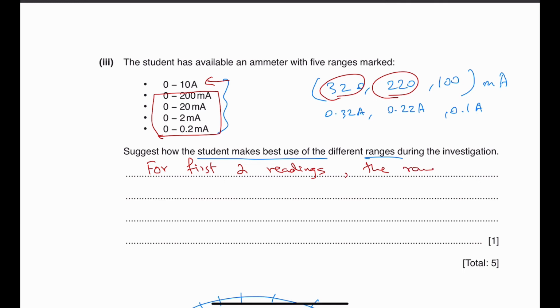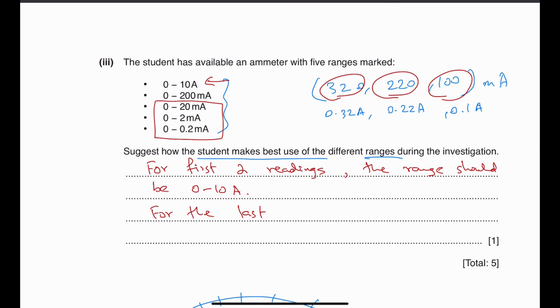For the first two readings, the range should be 0 to 10 ampere. For the last reading, however, you can think about which range you can use. The reading is 100 milliamperes, so it would give you a good 50% deflection with the second range. All the others are smaller than 100, so they cannot be used. So for the last one, the best choice would be this range. So for the last reading, the range must be 0 to 200 milliamperes.